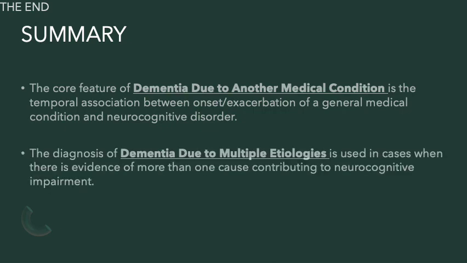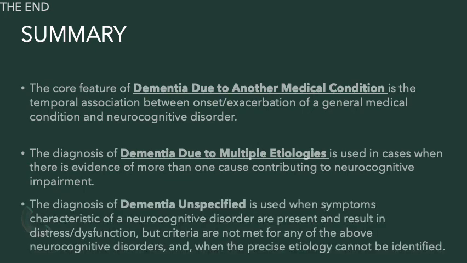Diagnosis of dementia due to multiple etiologies is used in cases when there is evidence of more than one cause contributing to neurocognitive impairment. Diagnosis of dementia unspecified is used when symptoms characteristic of a neurocognitive disorder are present and result in distress or dysfunction, but criteria are not met for any of the above neurocognitive disorders, and when precise etiology cannot be identified.